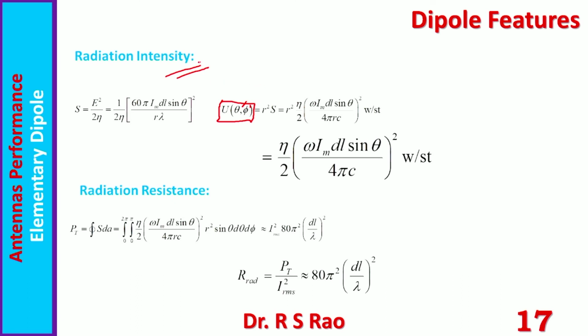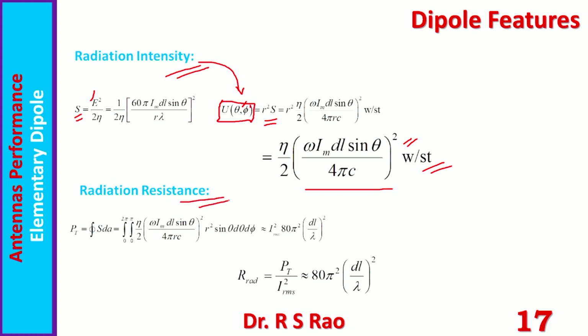So how to find radiation intensity? The process is first to compute radiation density. It is E square by 2 eta. E is available with us. Substitute the expression for E, then we get S. From S, U: r square S is U. A little bit of manipulation gives us radiation intensity U as eta by 2 times omega Im dl sin theta by 4 pi rc, whole square, watts per steradian.